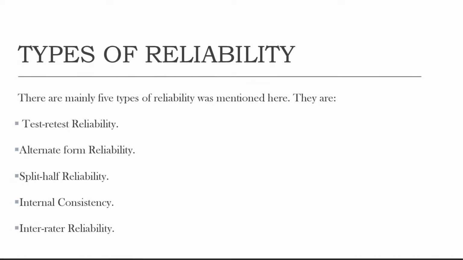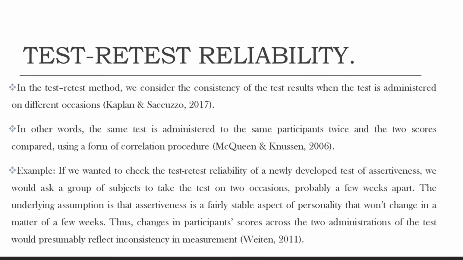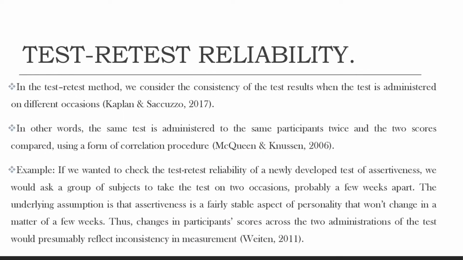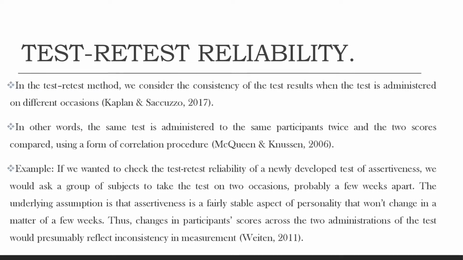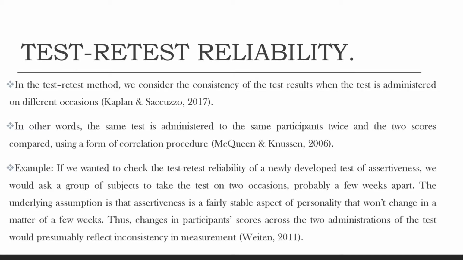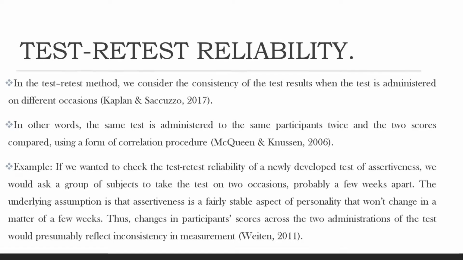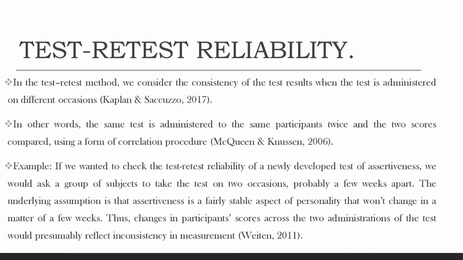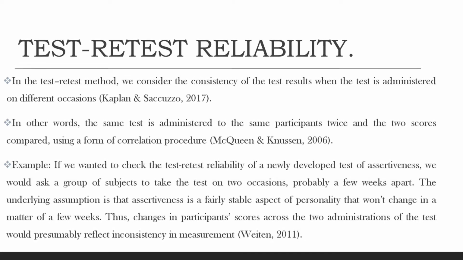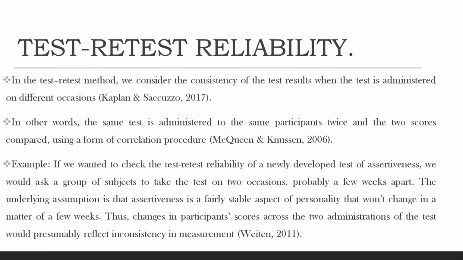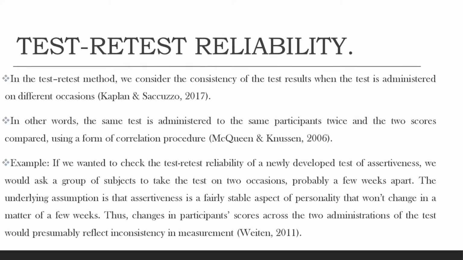First of all, we can talk about test-retest reliability. In the test-retest method, we consider the consistency of the test results when the test is administered on different occasions. In other words, the same test is administered to the same participants twice and the two scores are compared using a form of correlation procedure. Generally, a Pearson product moment correlation coefficient is calculated on these data to find out the reliability coefficient directly.